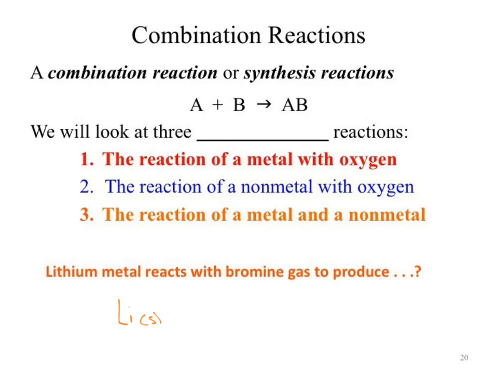Next part says it reacts. What does reacts mean? Plus. Just now adding it to something. Reacts with what? Bromine gas. What's our symbol for bromine? Br. Okay, and our phase is G for our gas. Okay, we have to be careful here. If we're looking at elemental bromine, we're not looking at a bromine atom, we're looking at the element of bromine.